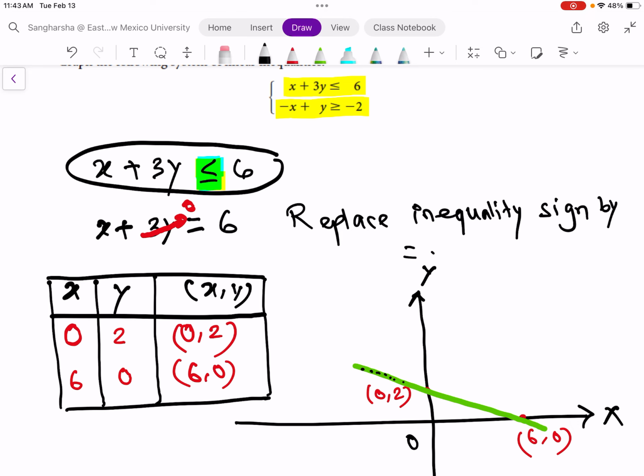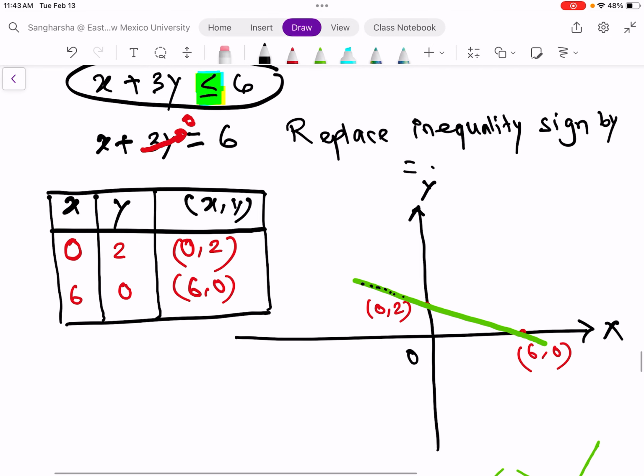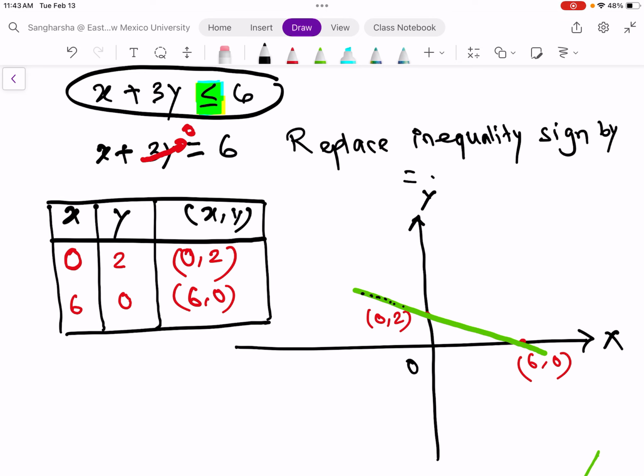Okay, now this is our next step. Now this solid line divides our coordinate system into 2 parts. So we have below this line and above this line. Now which one is the solution? That's what we need to find. And for that, we choose any point on this coordinate system other than a point on the line. Can you choose one point for me which is not on the line? Any point. We have infinitely many points.